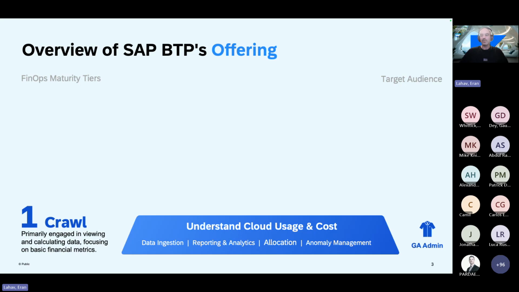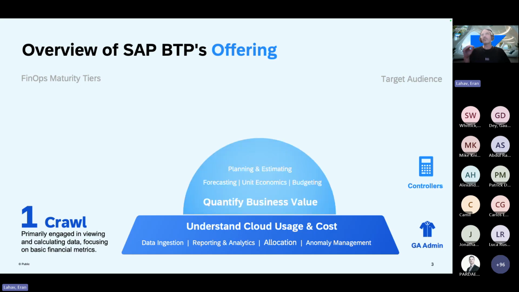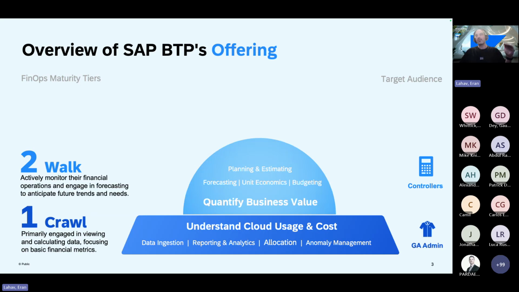Basically, they want to make sure everything is in place, being handled, and runs smoothly. The second layer that we met over time is the business controller, the one who takes the data and puts it in Excel, Power BI, SAC, and Google Data Studio, and wants a bit more. They want forecasting capabilities. They want planning, estimation, budgeting, and also cross-charging at a higher level. And this is what we call the tier of the walk.